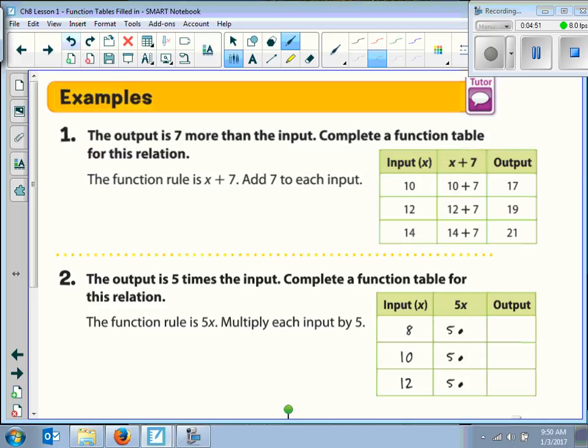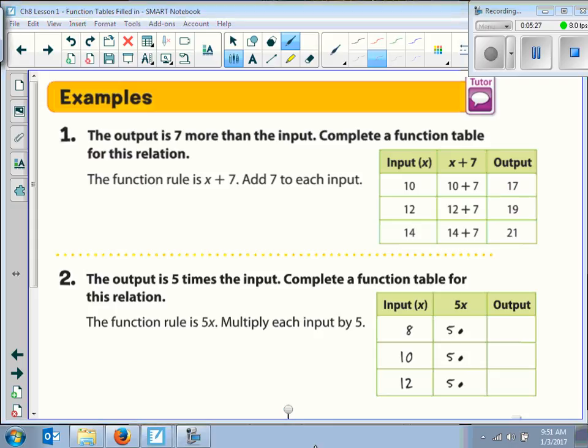Okay. So, for this one, they don't assign us any input values, so we can choose whatever we want. Okay? So here, they chose 10, 12, and 14. So we're going to substitute 10 in for x. Then, in that function machine here, something happens to the 10, and then the output comes out. So 10 goes in, we add 7 to it, and then we get 17.